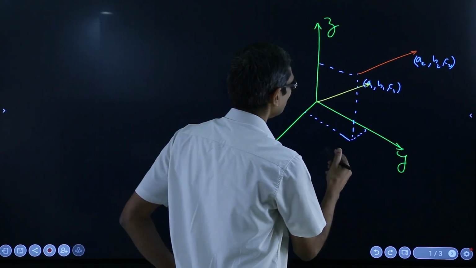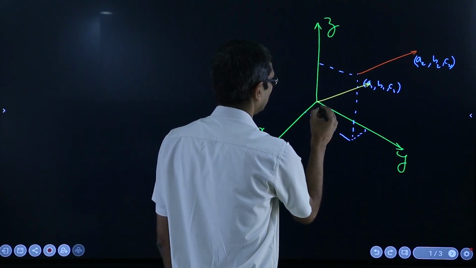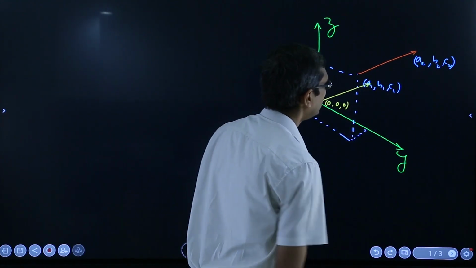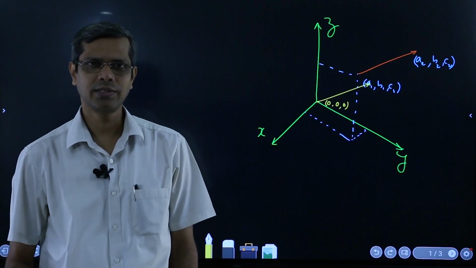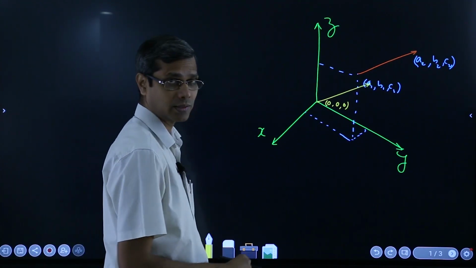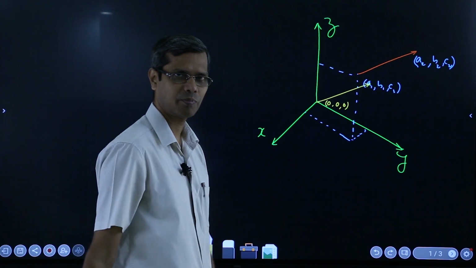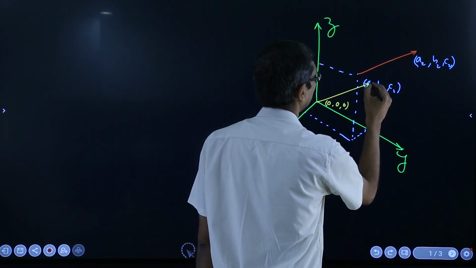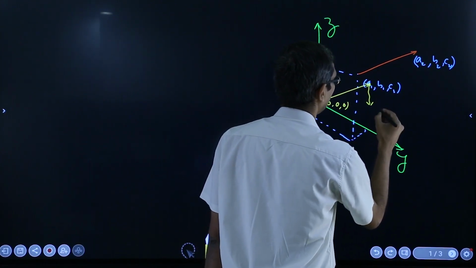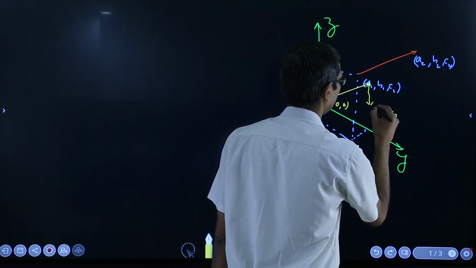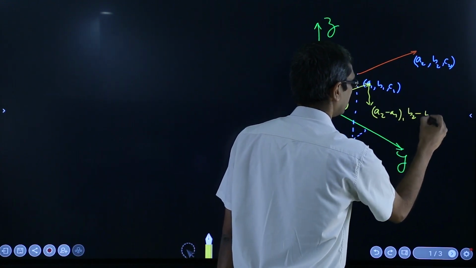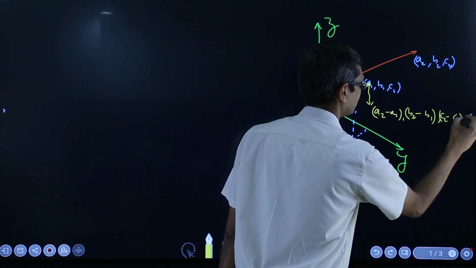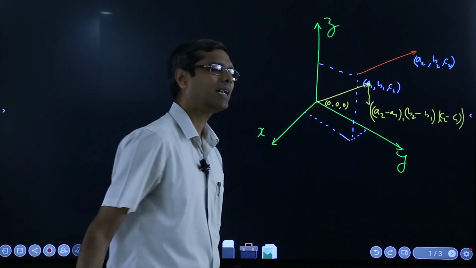Now you have shifted this, so this point has come to the point 0, 0, 0, and this point would have come to A2 minus A1, B2 minus B1 and C2 minus C1, because everything you have shifted, okay. Now this point here will become say A2 minus A1, B2 minus B1 and C2 minus C1, okay. So that will be the point.